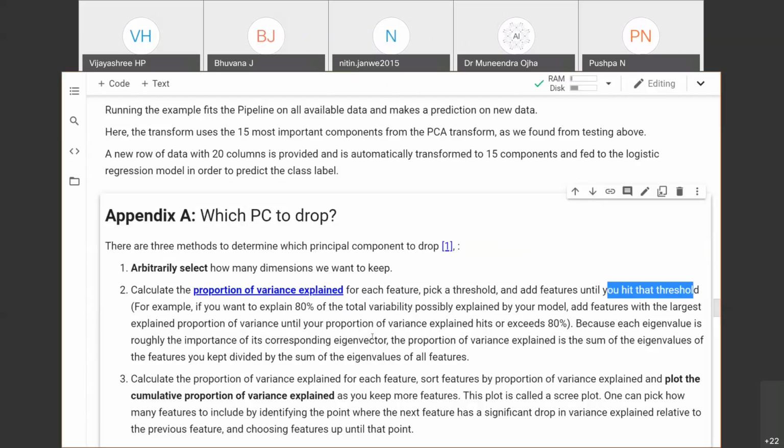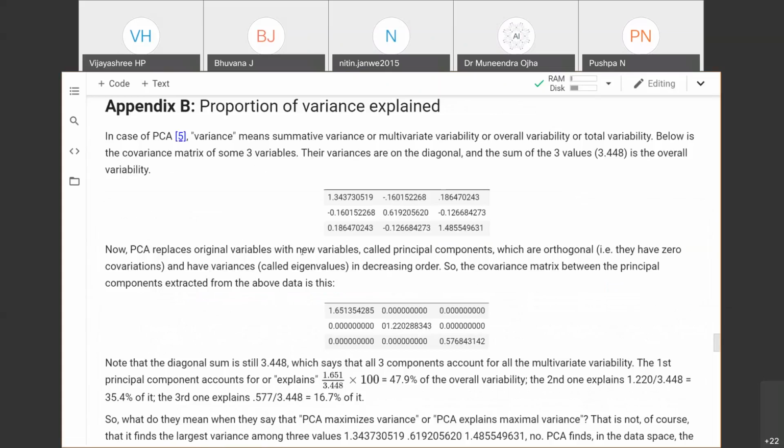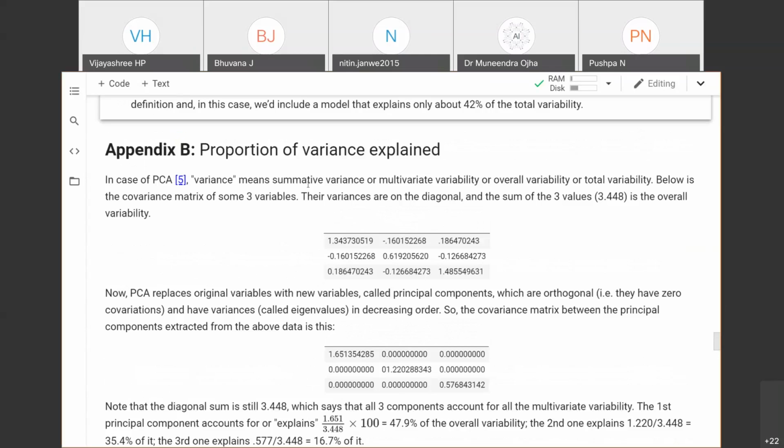But then what is variance explained? I'll now move on to that, and we will discuss it with an example. In the case of PCA, variance means summative variance.